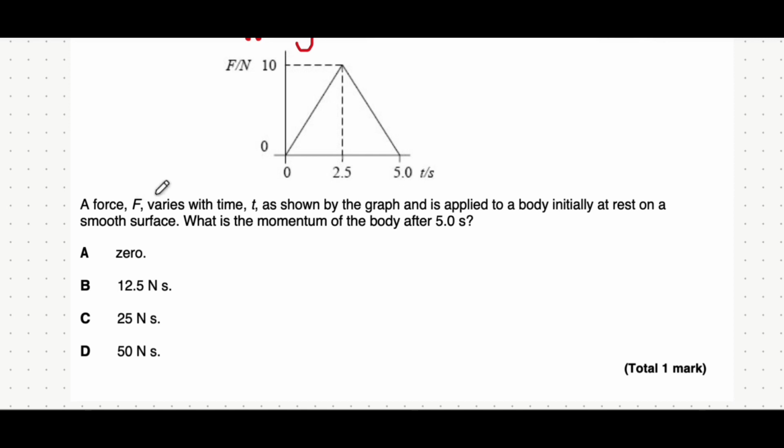I'm moving quite fast. A force F varies with time t, as shown in the graph. It's initially at rest on a smooth surface, meaning there's no friction. What's the momentum of the body after 5 seconds? So once again, momentum is mass times velocity. After 5 seconds, what this requires us to use is the fact that the momentum itself is equal to impulse, which is force multiplied by time. And that's why it's giving you a force-time graph.